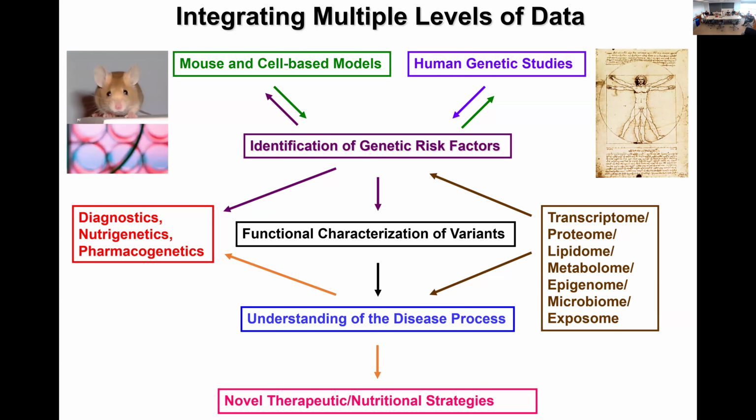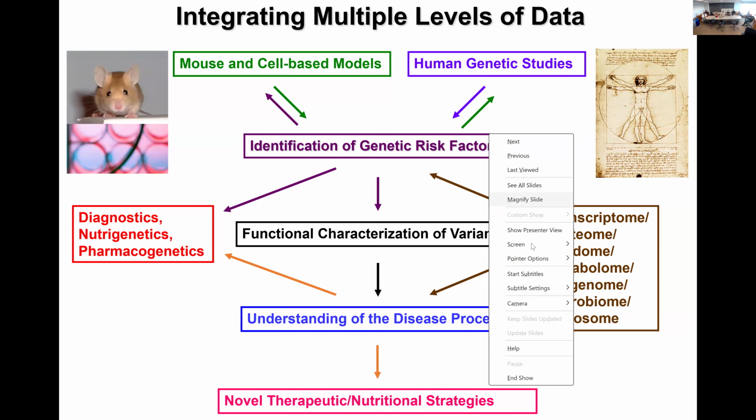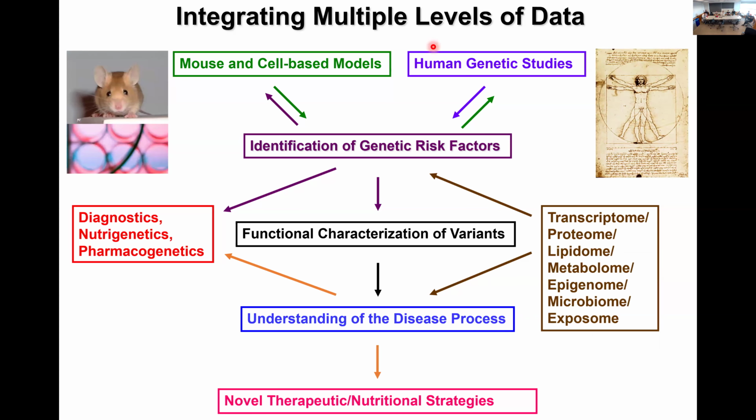So as you heard in the introduction, we like to use multiple levels of data and different types of approaches to understand cardiometabolic diseases. Really where we start mostly is at the beginning. So we like to start with human genetic studies primarily, although we can also start in the mouse. We like to identify the genetic risk factors, characterize those variants. That helps us understand the disease process, and hopefully we can take this to either novel therapeutic strategies or use it to manage risk assessment and things like that.